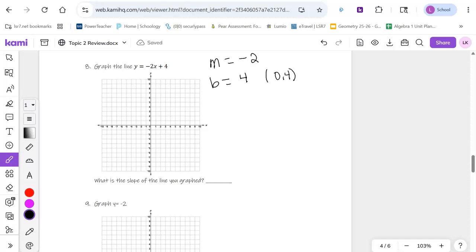So that means I am going to go to (0, 4) and put a dot. My slope is negative 2. Because it's a whole number, you have to put an imaginary 1 underneath it. So it's negative. I'm going to go down 2 and to the right 1. And I'm going to do it a couple times. And then you just connect the points. What is the slope of the line you graphed? Negative 2.